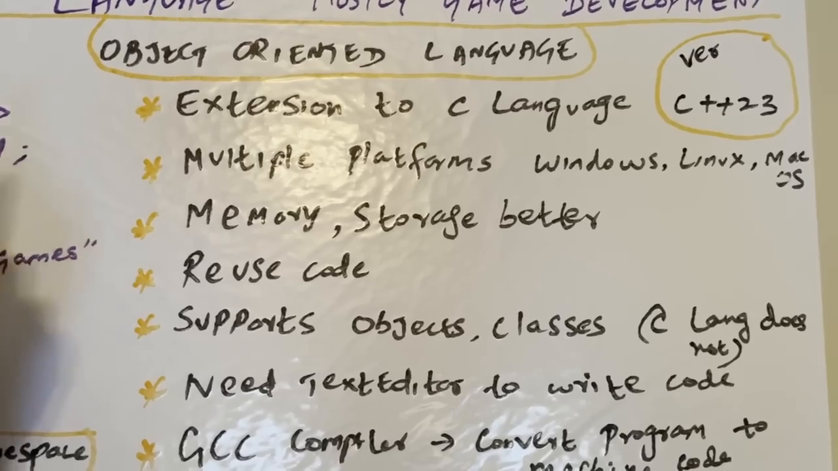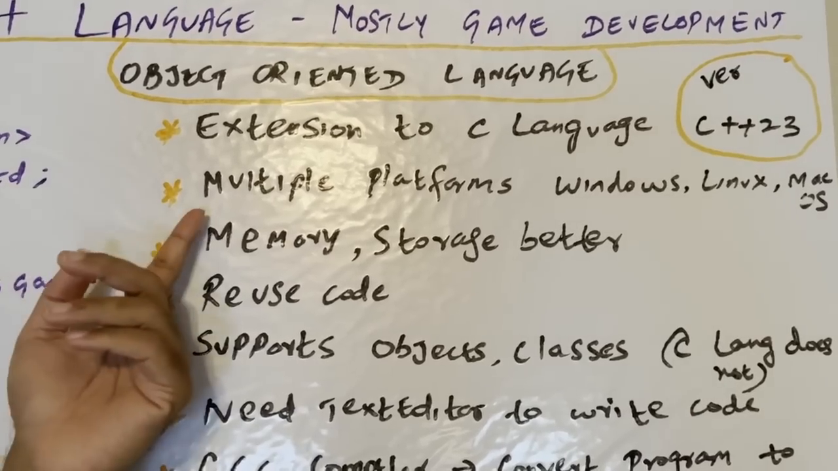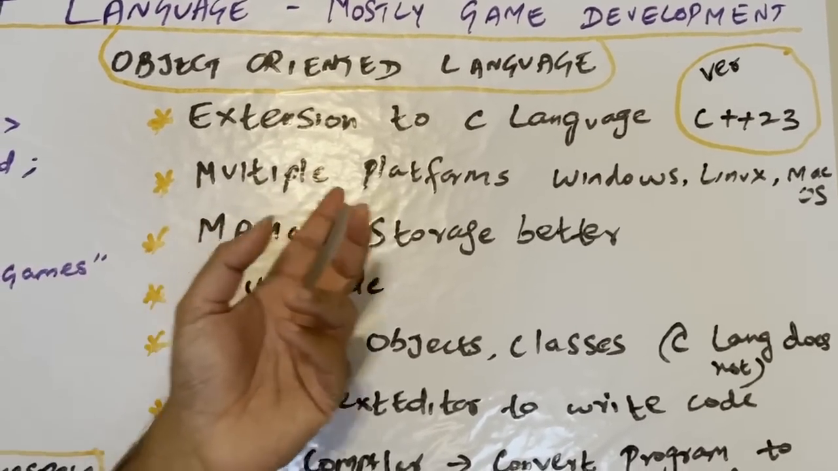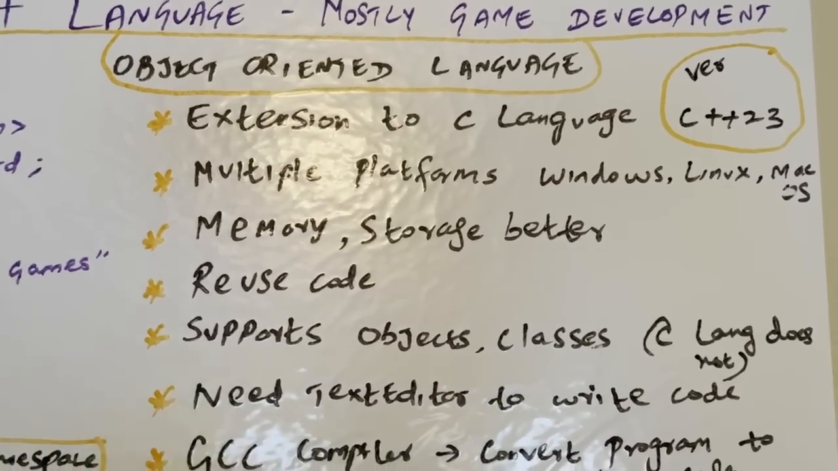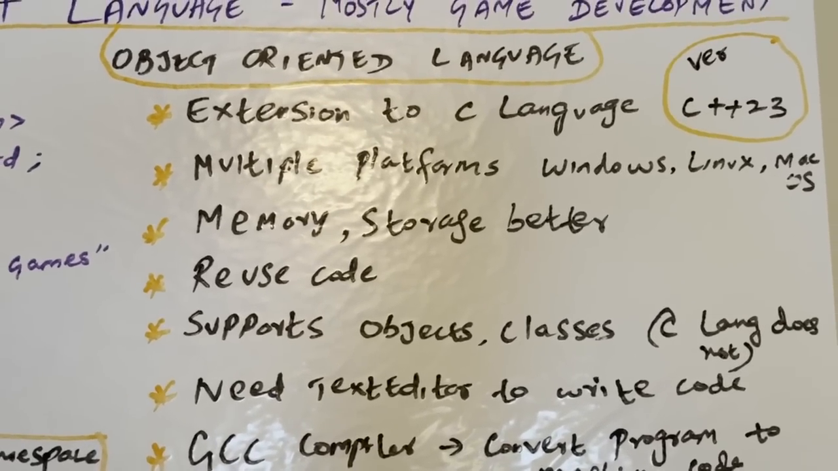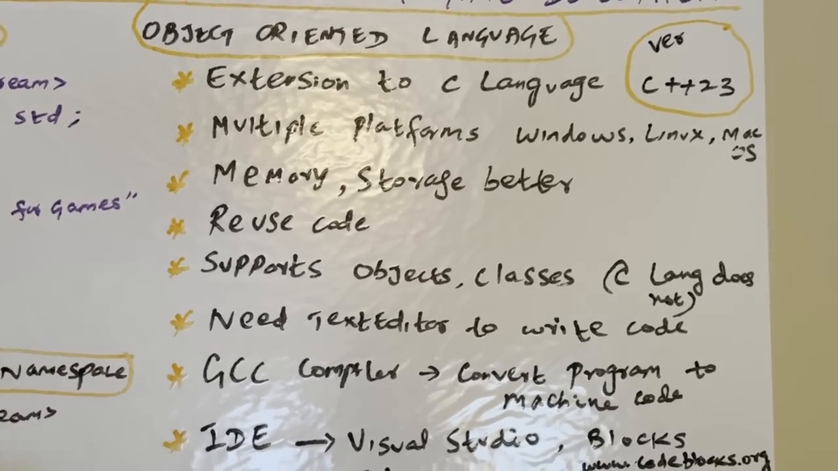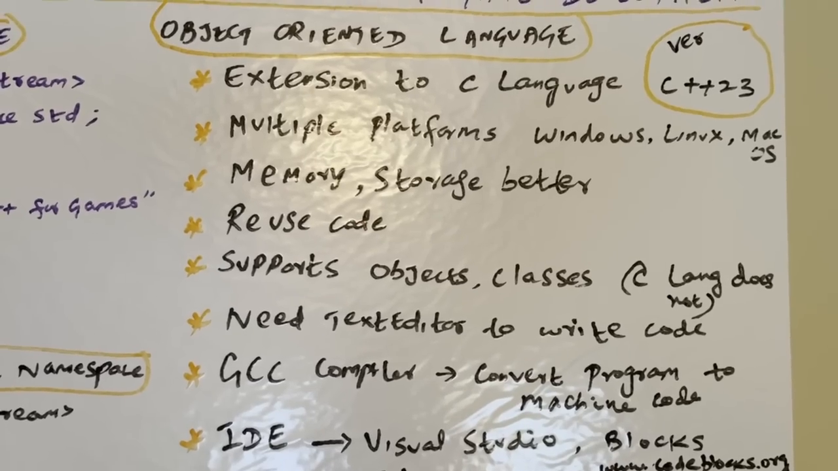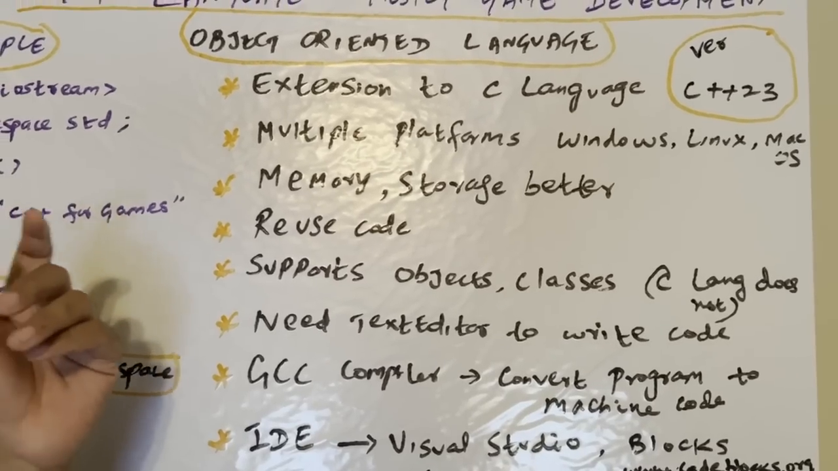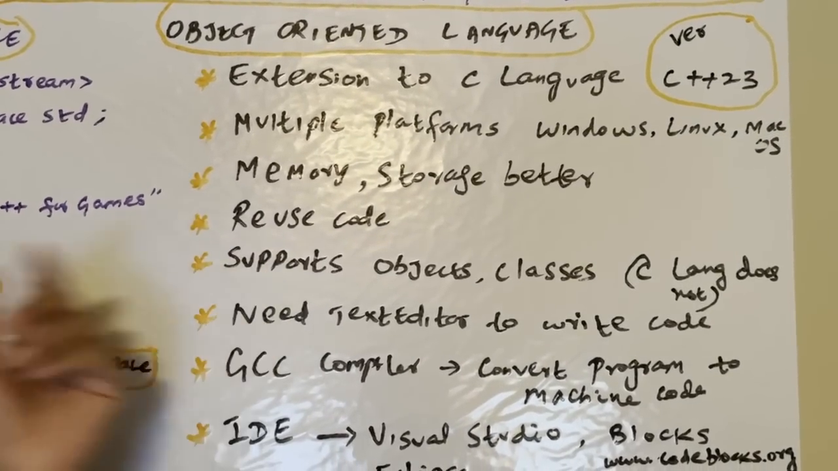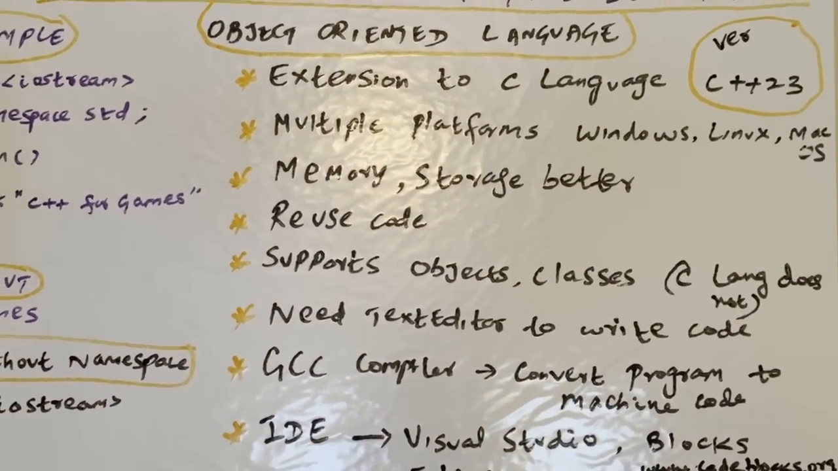Let's talk about what C++ is and why we use it. It is an extension to the C language. It's the same in that it supports multiple platforms: Windows, Linux, and Mac operating systems. And I always stress the importance of memory and storage allocation. I would also stress that C++ memory handling is much better than the C language. That's one of the reasons we use C++. The code can be reused, reusability of the code. It supports objects and classes. C language doesn't have objects.